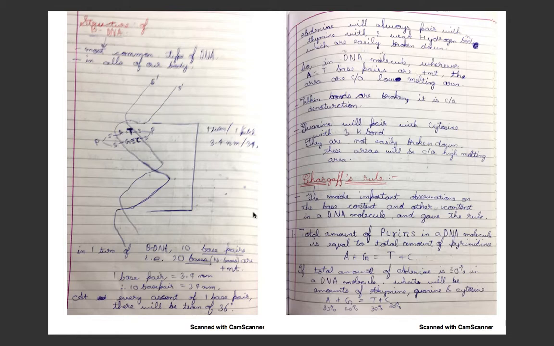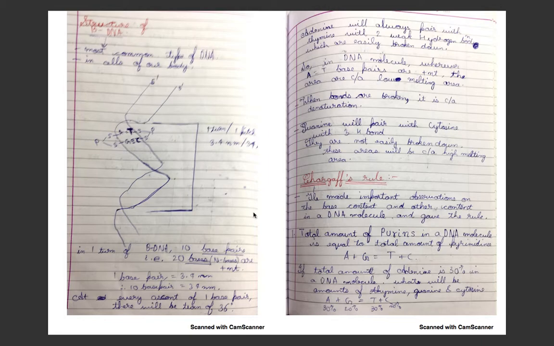Now, adenine always pairs with thymine with two weak hydrogen bonds which are easily broken down. So, in a DNA molecule, whenever A-T base pairs are present, these are called low melting areas. Now, when the bonds are broken, it is called denaturation. Now, guanine will pair with cytosine with three hydrogen bonds. They are not easily broken down. These areas will be called high melting areas.